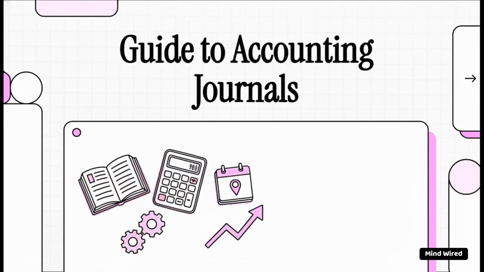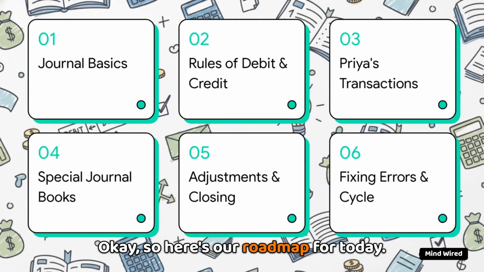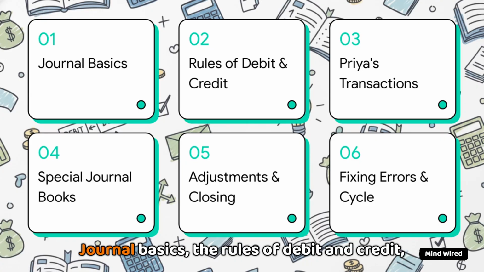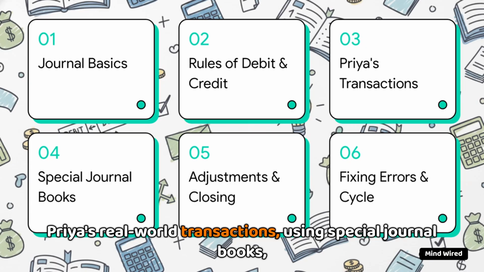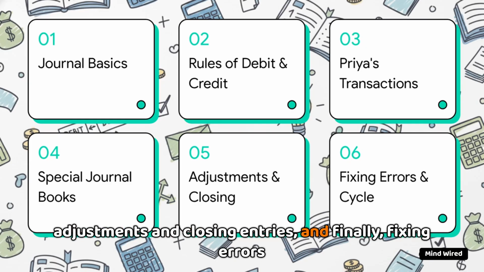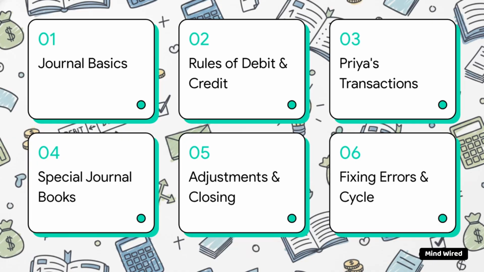Let's just dive right in. Okay, so here's our roadmap for today. We're breaking things down into 6 core sections. Journal basics, the rules of debit and credit, Priya's real-world transactions, using special journal books, adjustments and closing entries, and finally, fixing errors and the cycle.